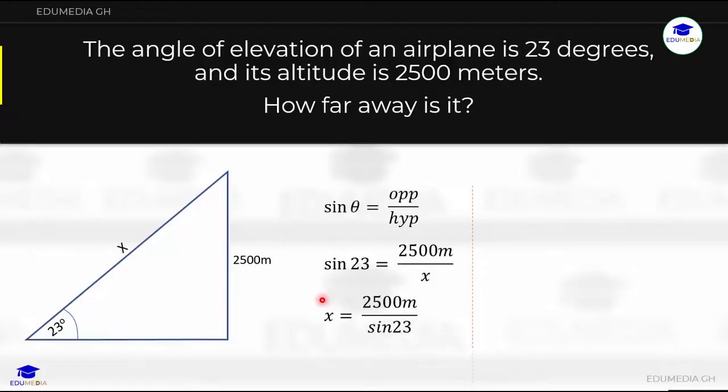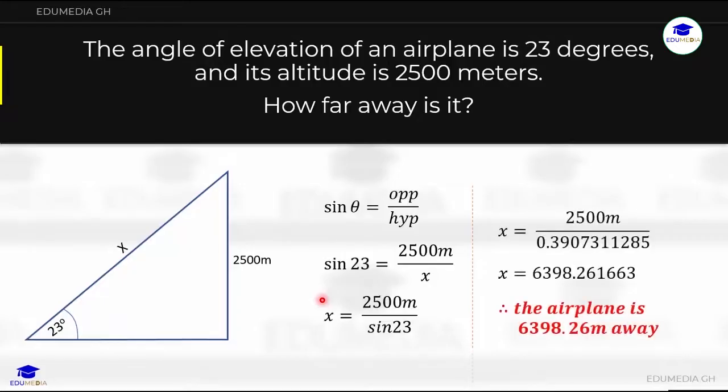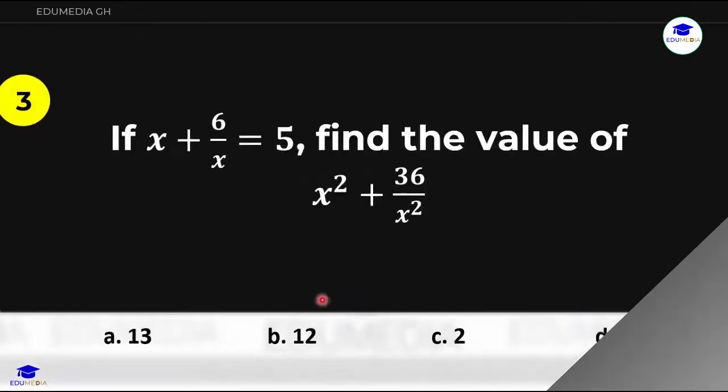If you go ahead and find the sine of 23 using a calculator, we have 0.39073111285. Dividing 2500 meters by the sine of 23, that is 0.39073111285, we get 6398.261663. This therefore means that the airplane is 6,398.26 meters away.